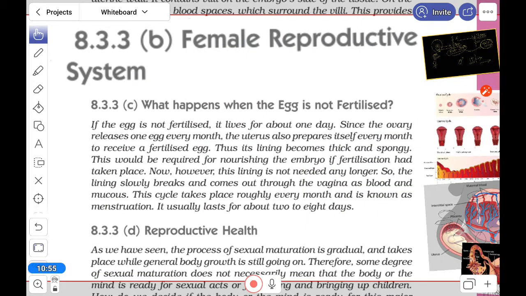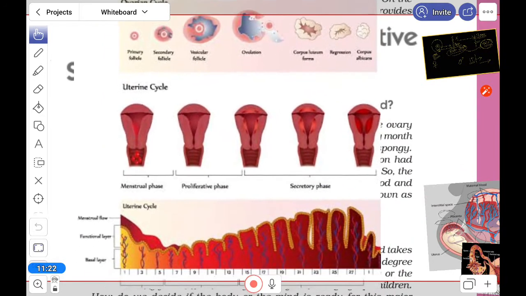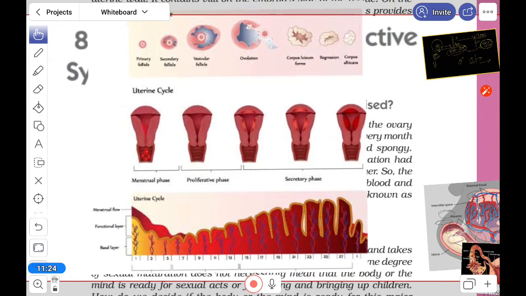Now the next part: what happens when the egg is not fertilized? Previously we saw that when it is fertilized, after fertilization the embryo is formed, but it does not happen every time. Then what will happen if the egg is not fertilized? You have to know this part in detail. Now take a look at this diagram here, I think you can see that.